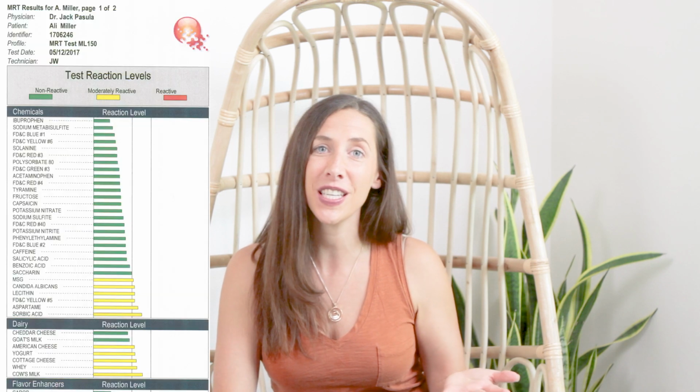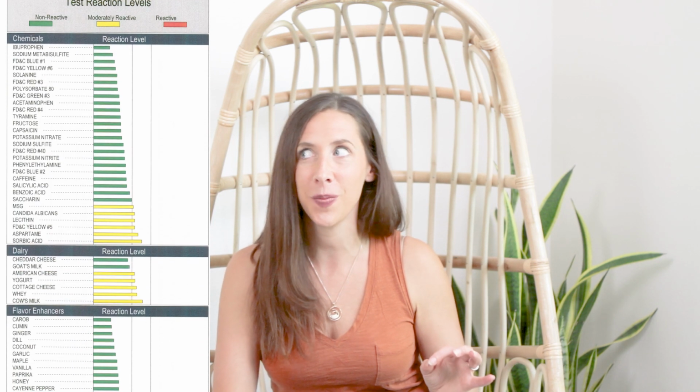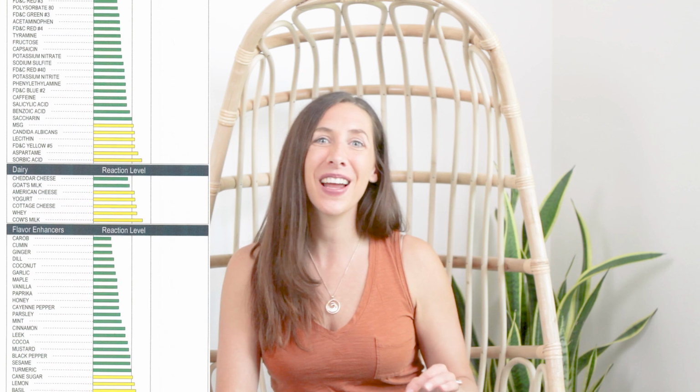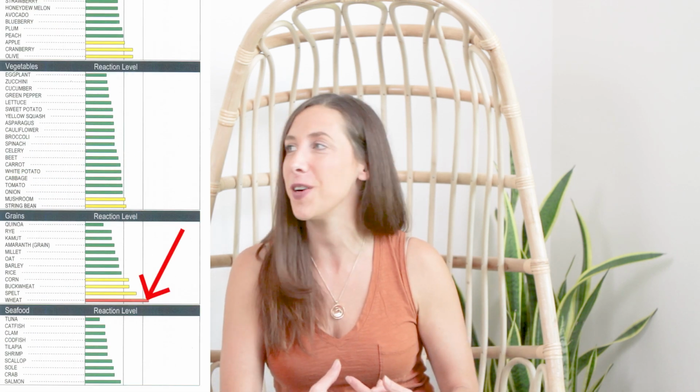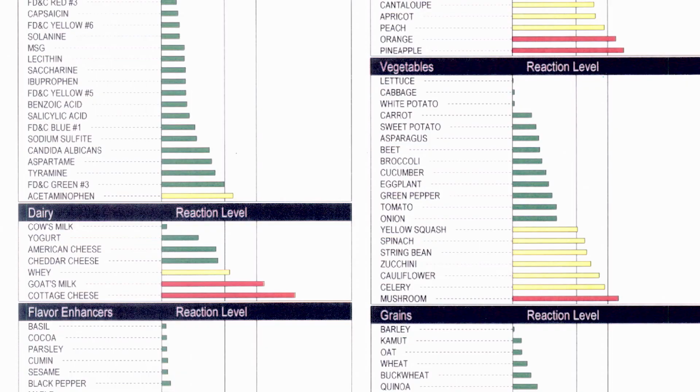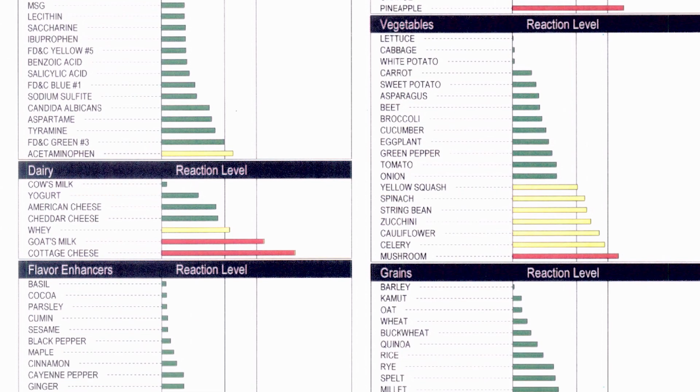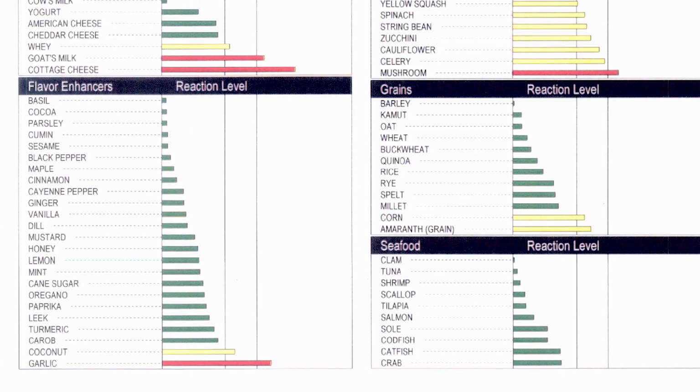My last MRT was done in 2017, so I'm kind of past due, but I only had 1 red to wheat, which I typically avoid anyway, so I've been in good shape, but I'm probably due for a redo. Yes, and that definitely speaks to the state of your gut over the years, and the less reactivity, the better, for sure. Because how many reds did I have, Becki? 1, 2, 3, 4, 5, 6. 6 reds on your first MRT.